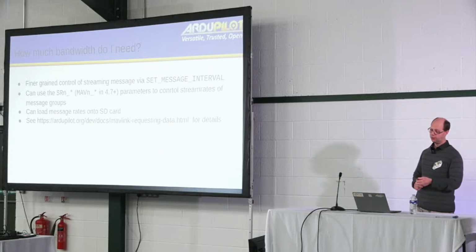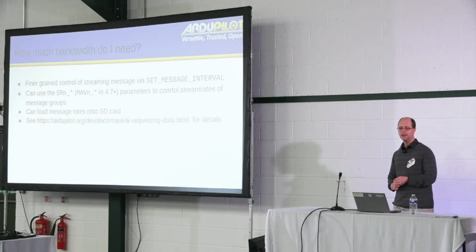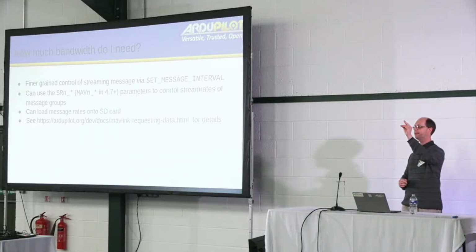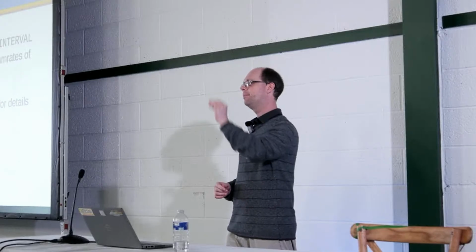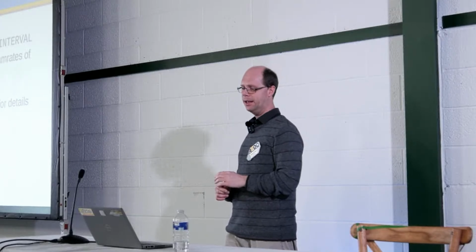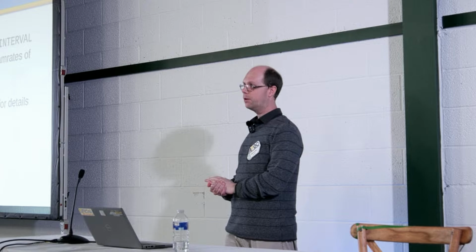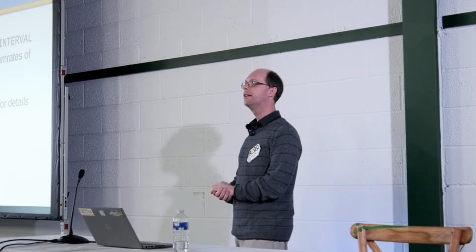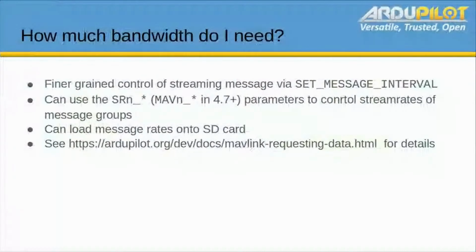Something I discovered recently: you can load message rates onto the SD card, where you give ArduPilot a little text file saying this MAVLink message ID, and I want this message sent every X milliseconds. I believe it's milliseconds as well. All of these methods are available on the ArduPilot wiki at that link. So there are about 3 or 4 different ways to do that, depending on what works best for you.